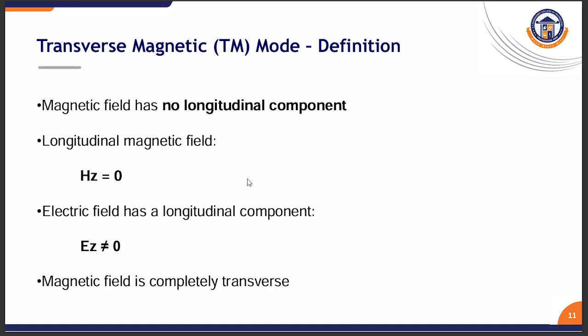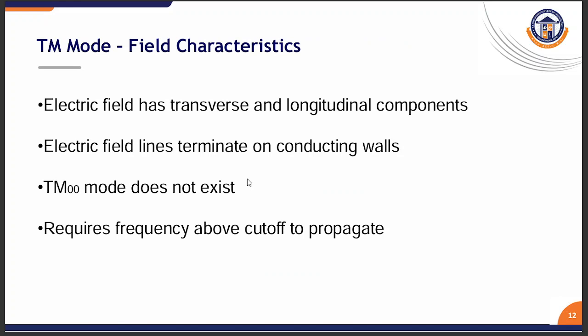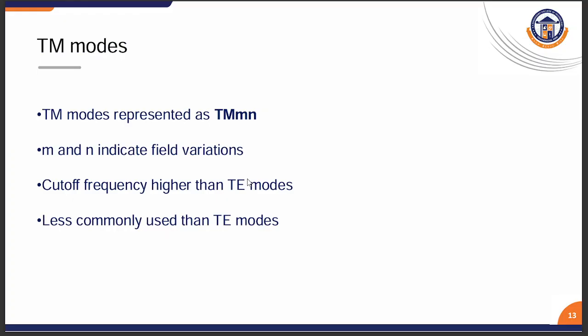In TM modes, the electric fields originate and terminate on the conducting walls of the waveguide, since the electric field lines must always begin and end on the charges. The longitudinal electric field component plays a significant role in shaping the overall field distribution. Like TE modes, TM modes are also characterized by two integers m and n, which describe the number of half wavelength variations of the fields in the transverse directions.